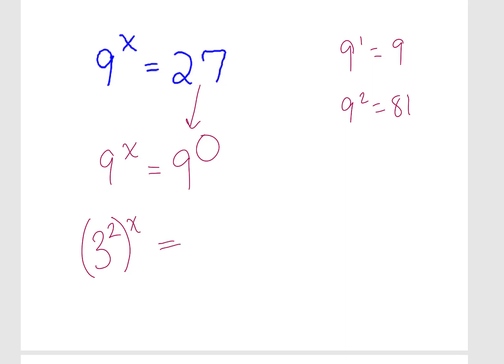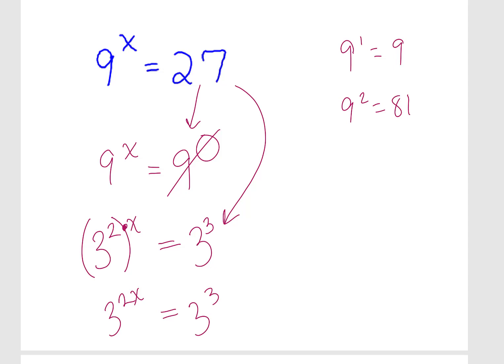And we say 27 is 3 cubed. Remember, when we have an exponent raised to another exponent, it's multiplication there. So this really looks like this. My bases are the same, right? That's what I was going for. So I can drop the base. 2x equals 3. I'm solving for x, so I would have to continue on. Divide by 2, divide by 2, and we get x equals 3/2.